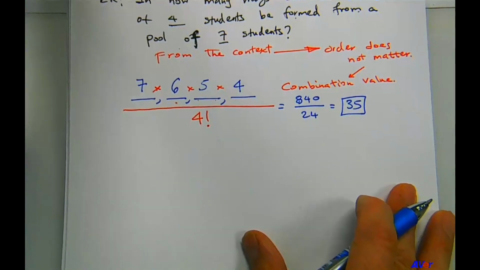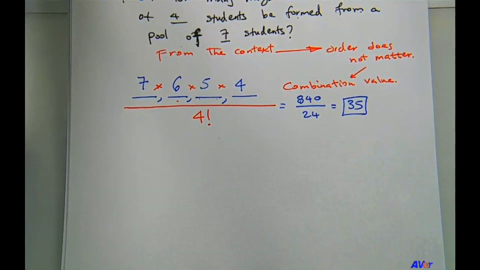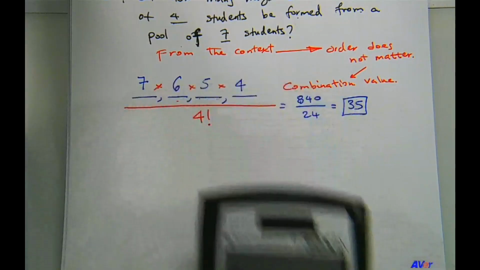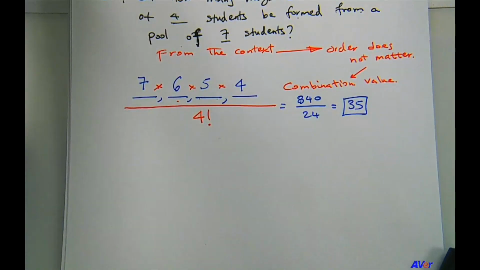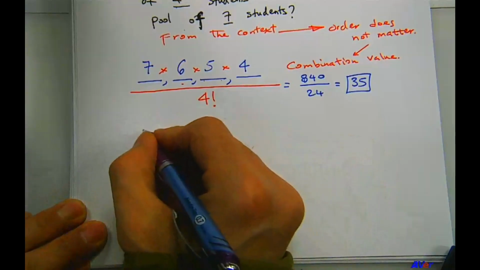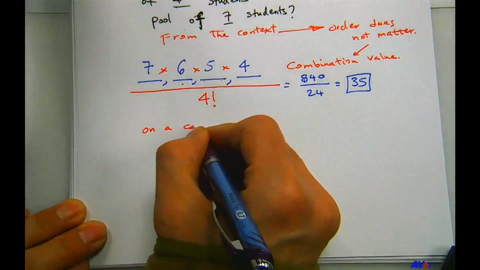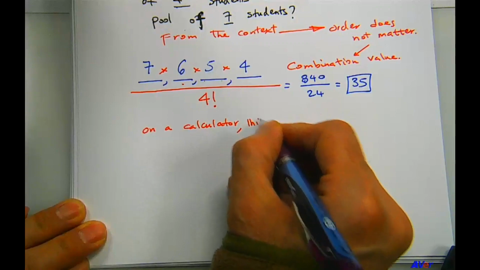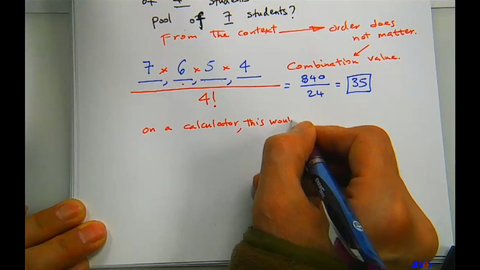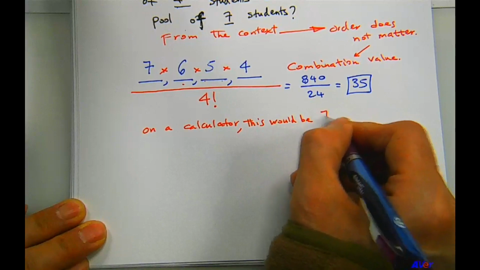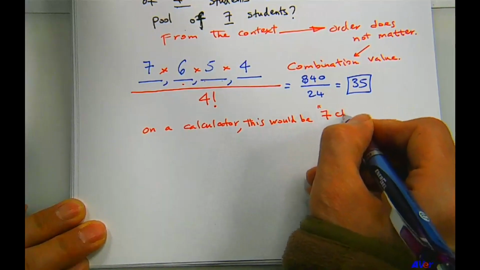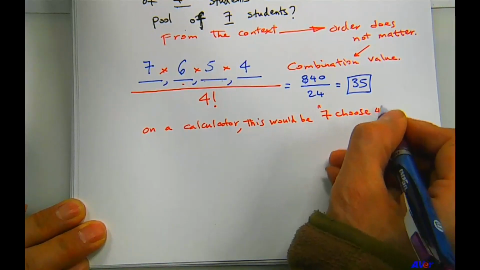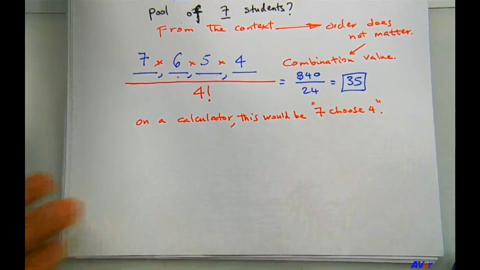Okay. All right, so let's calculate this with our calculator. On a calculator, this would be 7 choose 4, right? So let me write that down. On a calculator, this would be 7 choose 4.